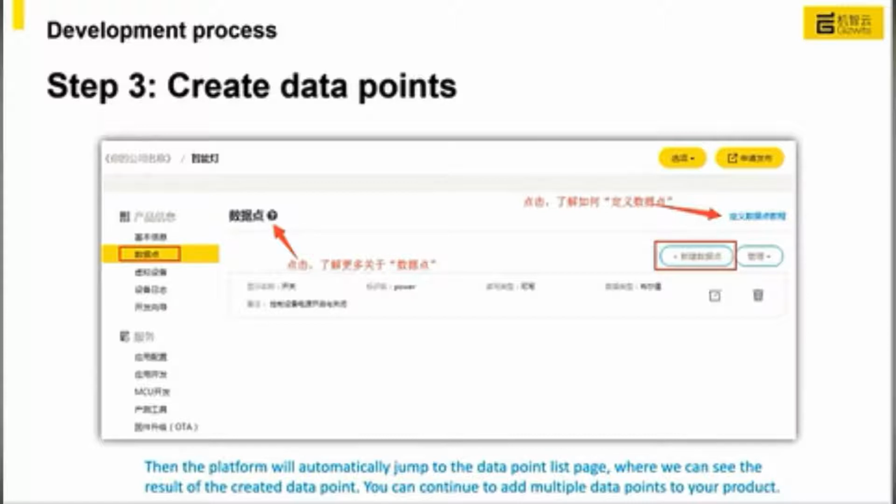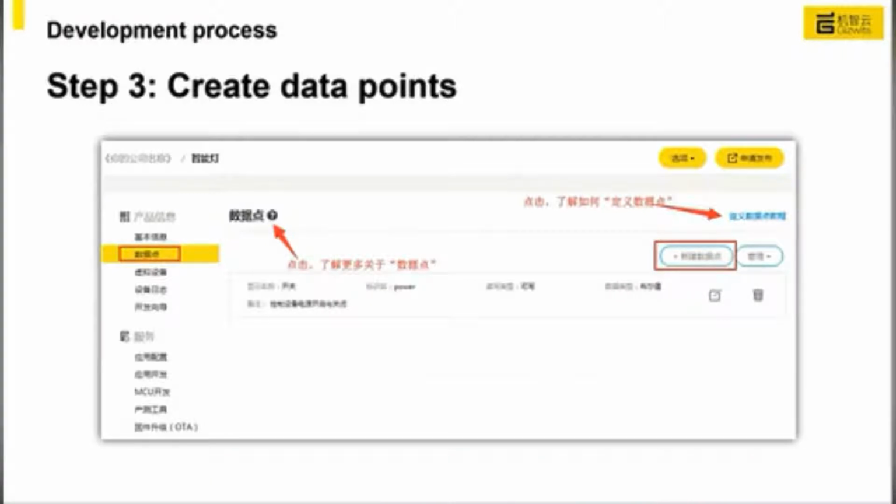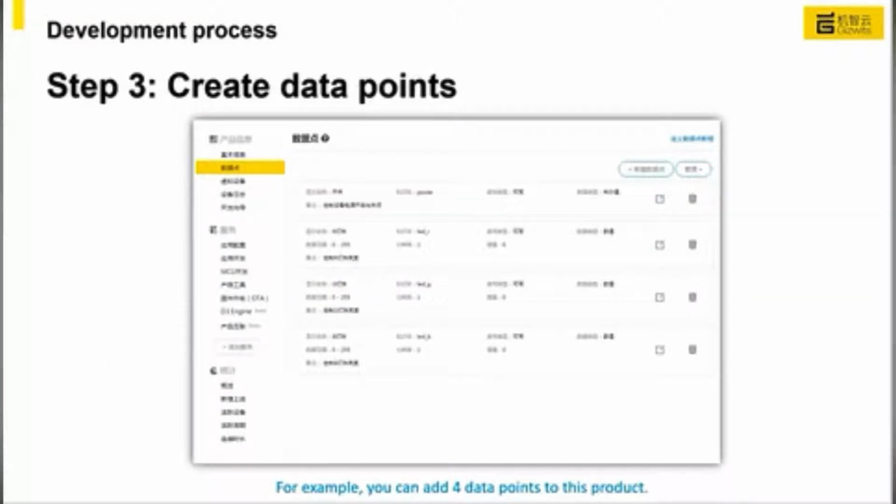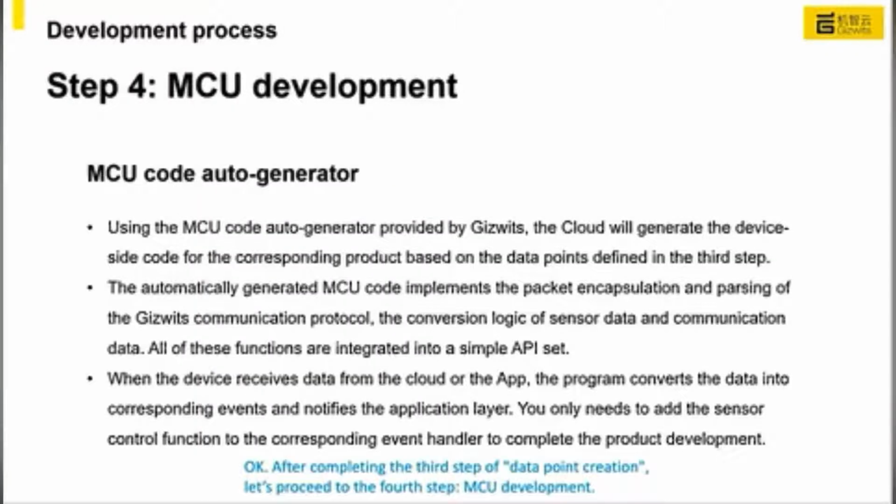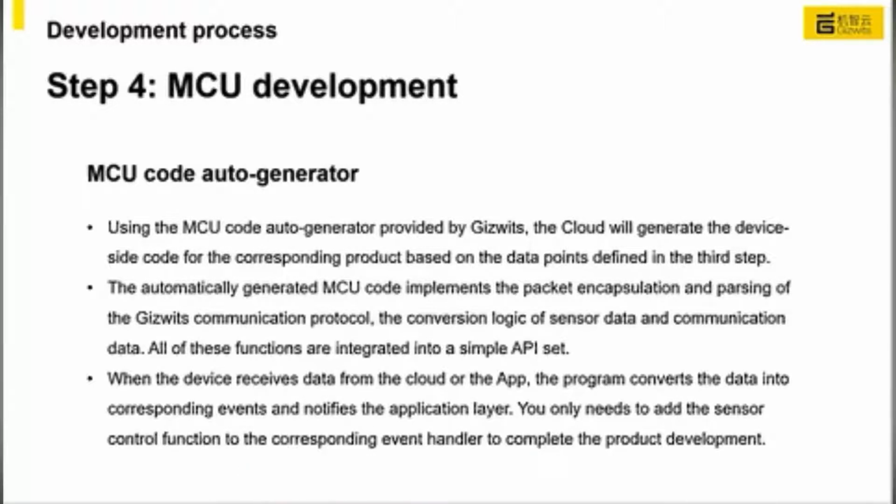Then, the platform will automatically jump to the data point list page, where we can see the result of the created data point. You can continue to add multiple data points to your product. For example, you can add 4 data points to this product. Okay, after completing the 3rd step of data point creation, let's proceed to the 4th step, MCU development.